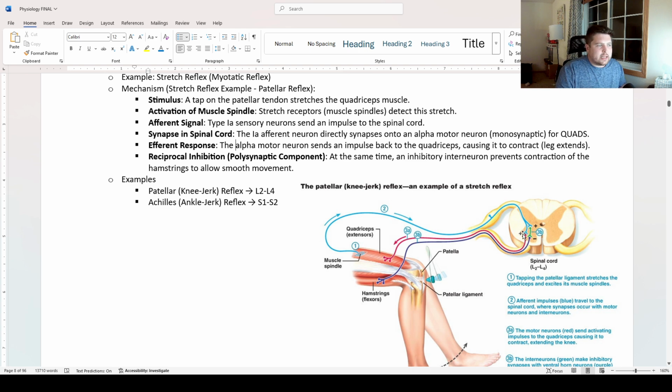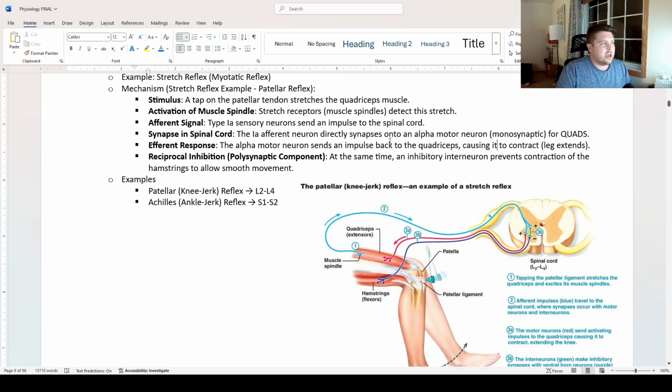The alpha motor neuron gets stimulated and it sends a signal, and that impulse causes the quadriceps muscle to contract. This is a protective type mechanism. When we strike the patellar tendon, we stretch the muscle really, really quickly. So think of it almost like you're taking the muscle and you're pulling it really suddenly. So the body's response is to contract the muscle to prevent it from being pulled and potentially injured or torn.